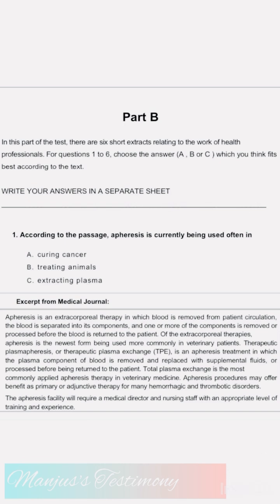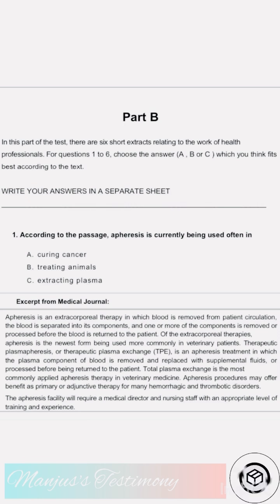So let's read. Therapeutic plasmapheresis or therapeutic plasma exchange is an apheresis treatment in which the plasma component of blood is removed and replaced with supplemental fluids or processed before being returned to the patient. Total plasma exchange is the most commonly applied apheresis therapy in veterinary medicine. Apheresis procedure may offer benefit as primary or adjunctive therapy for many hemorrhagic and thrombotic disorders. So what does it mean? It is used as an adjunctive therapy for many hemorrhagic and thrombotic disorders.